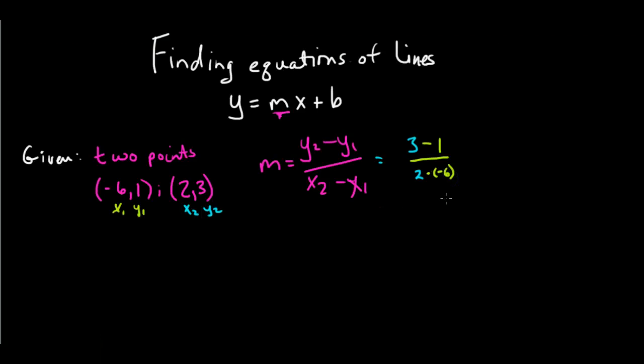And the reason we put it that way is because subtracting a negative is very different from just subtracting a positive 1. See, in the first case, subtracting a positive 1, 3 minus 1 is just 2. In the second case, 2 minus a negative 6 is really 2 plus 6, right? And 2 plus 6 is 8. So let's simplify this to get our slope. Our slope is 2 over 8, which is the same thing as 1 over 4. So our slope is 1/4.